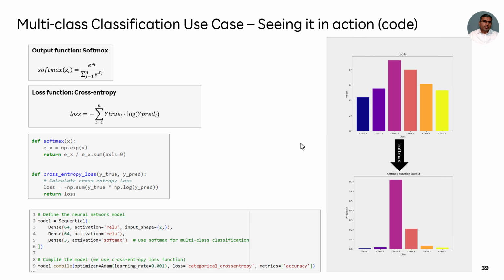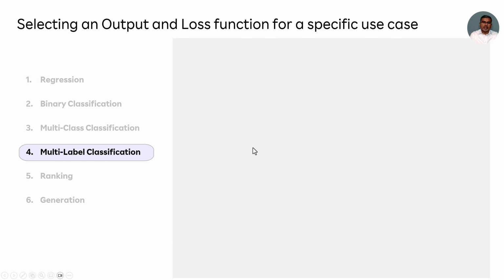So as you can see, with just a few lines of code, we are able to create a neural network that can do multi-class classification. It takes inputs and puts them into 3 or more classes. Just as a recap, the output function for those kinds of neural networks is softmax. The loss function is the cross entropy loss function. Now, let's go ahead and look at another type of classification, multi-label classification.